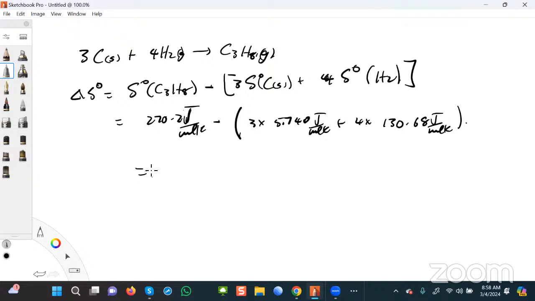Okay, I did something wrong. Let me do this again. 4 times 130.68 plus 3 times 5.740. And then I'm going to subtract that from 270.2. Okay, so according to my calculation, this works out to be minus 269.7 joules per mole Kelvin.